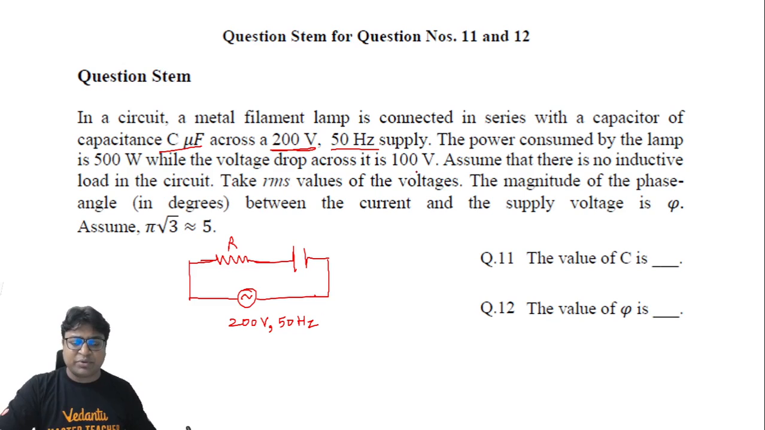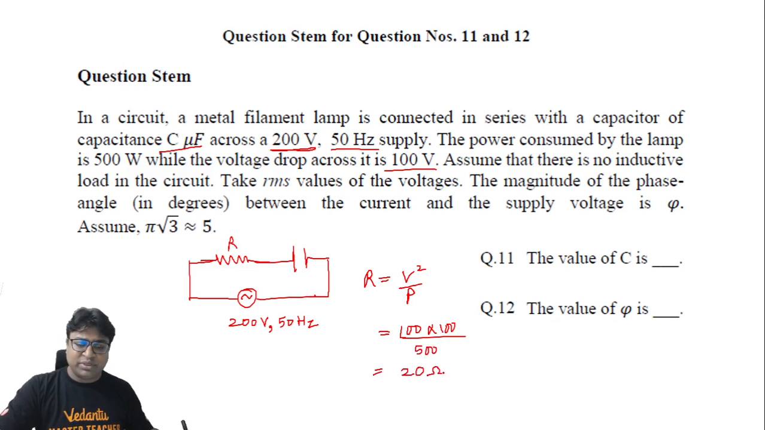The voltage drop across the resistance is also given. So this can be written as V square by P, so it will become 100 into 100 divided by P, and P is 500 watt, so it becomes equal to 20. So 20 ohm is the value of the resistance. Okay, now the question says that the magnitude of phase difference.